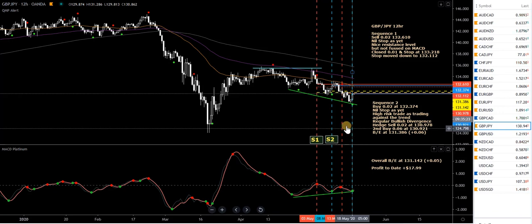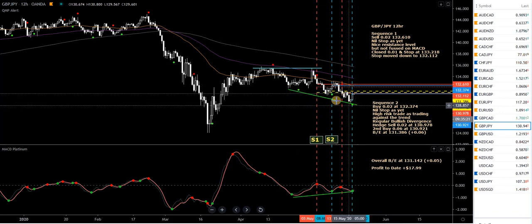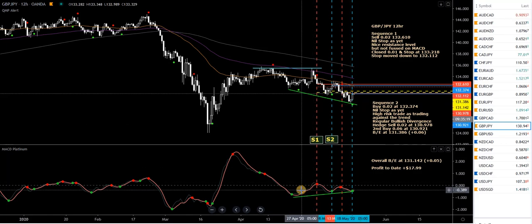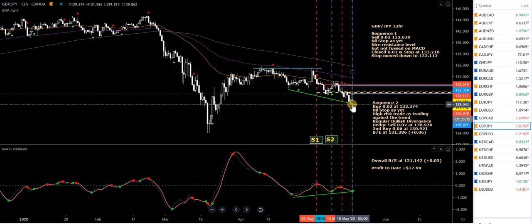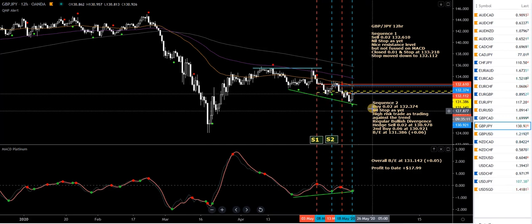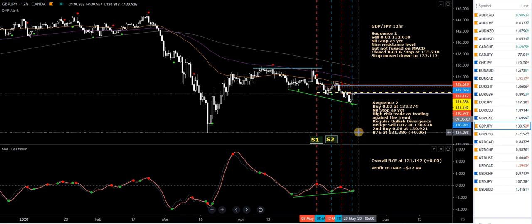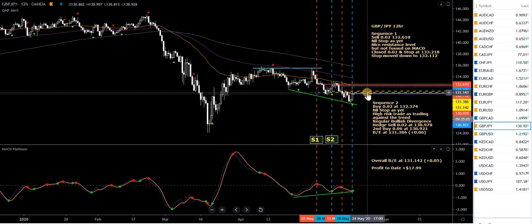If it's a standalone trade, there is regular bullish divergence there. You can see lower lows on price, higher lows on the MACD Platinum. So I've taken a second buy trade there. It gives me two overall break-even levels, one for all trades and one for just sequence two. So that's why there's two yellow lines there.